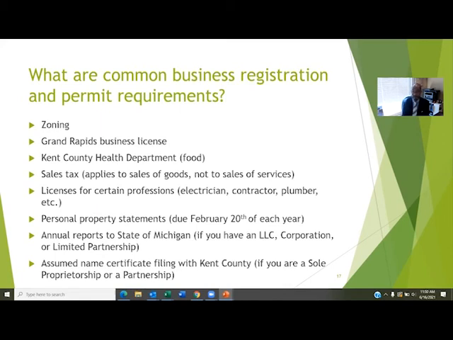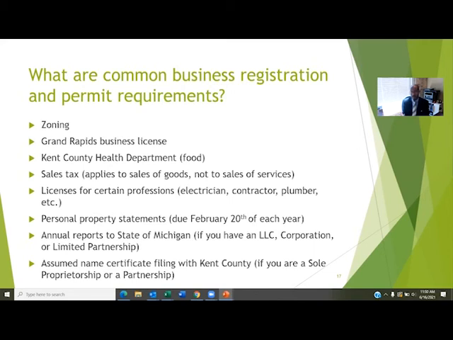There are certain licenses for certain professionals. So obviously, if you're a tradesman, you have to have the proper license in order to do certain things, in order to pull permits and everything like that properly to perform your work. And you have to make sure you have the proper licenses for that.